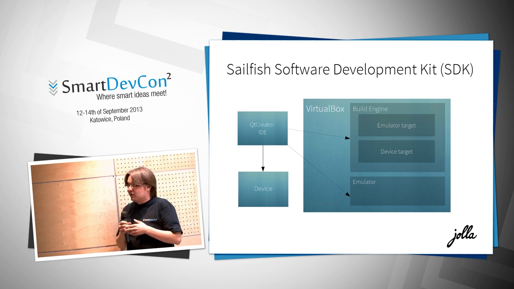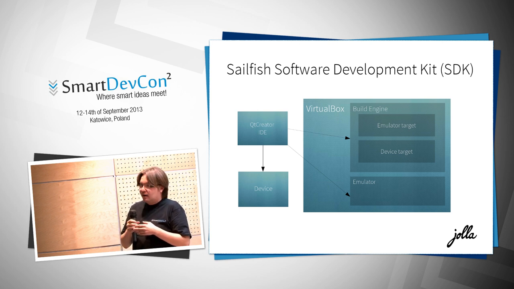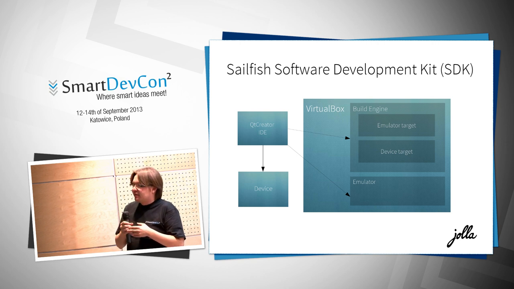So this is how it works. David already explained a bit about this. Essentially, we use Qt Creator as an integrated development environment. And then we run two virtual machines inside VirtualBox. One is called the build engine, and that contains all the tools, cross-compilers, packaging tools, debugging tools that are needed for building and packaging applications. The other one is called the emulator, and the emulator is running an x86 version of the Sailfish operating system itself, and that is for testing your application, how it works in the environment.